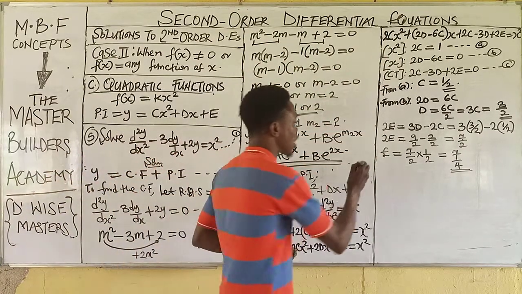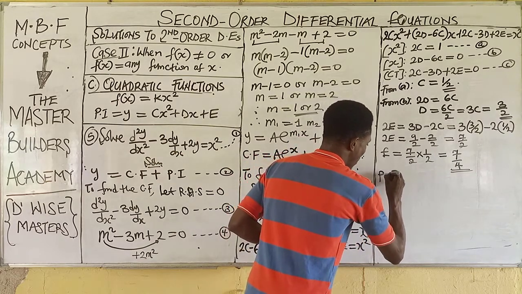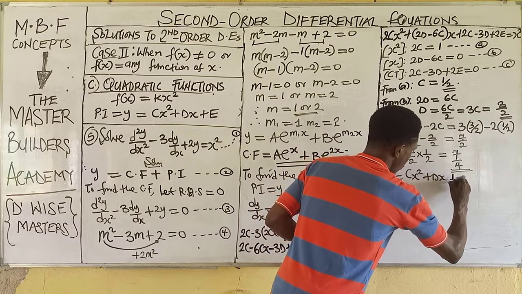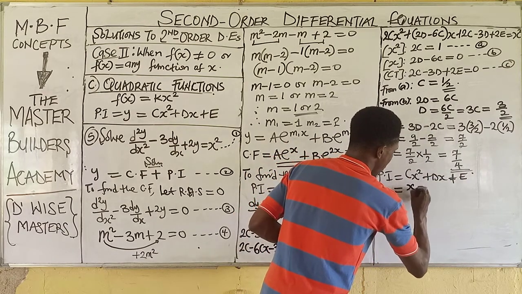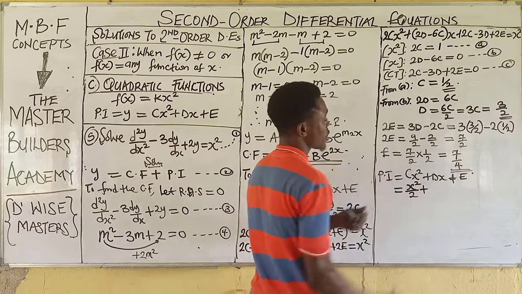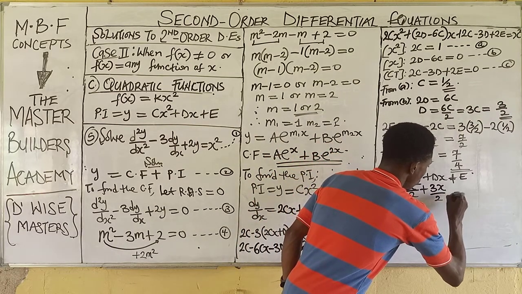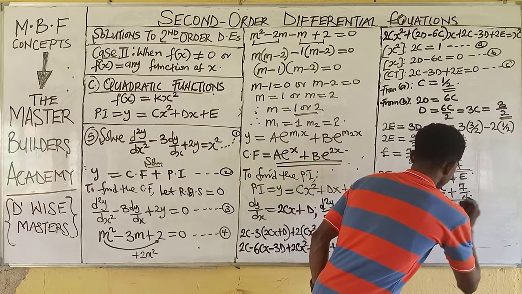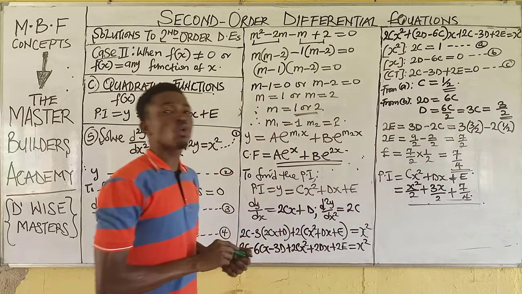All we need to do now is to record the general solution for the particular integral. What's the particular integral? We said that the particular integral is equal to cx squared plus dx plus e. So what is c? c is 1 over 2, which is written as x squared over 2. Then plus d is equal to what? 3 over 2. Then this will give us 3x over 2. Then e is 7 over 4. This is the answer to the particular integral.